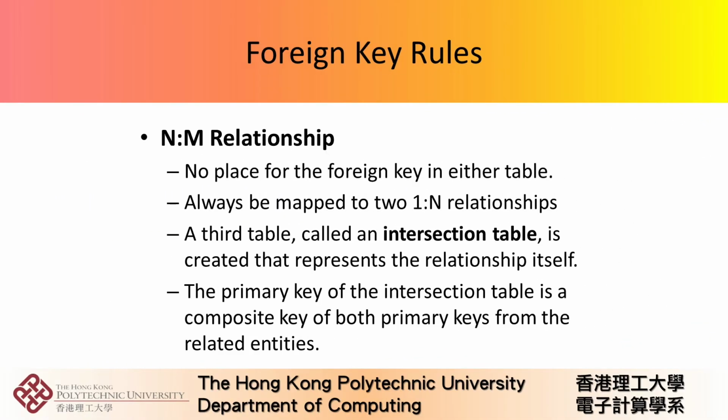In a many-to-many relationship, there is no place for the foreign key in either table. It's already been mapped to two one-to-many relationships. A third table, called an intersection table, is created that represents the relationship itself. The primary key of the intersection table is a composite key of both primary keys from the related entities.